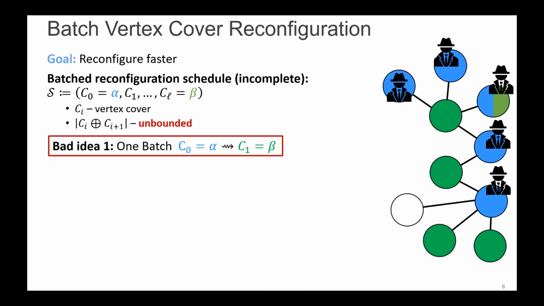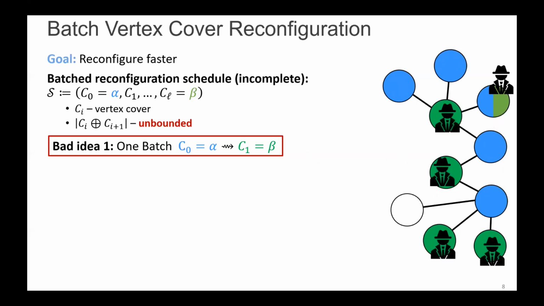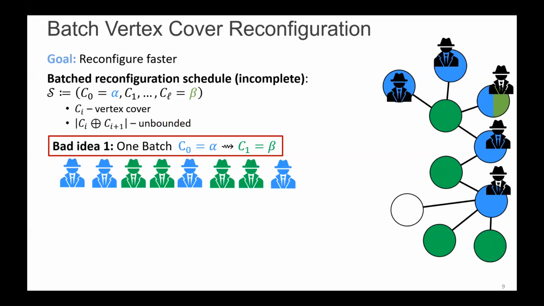Well, one bad idea is to just, in one change, without any further restrictions, immediately go from the initial vertex cover alpha to beta, just in one batch, and you're there and you're done. Why is this nothing that we want to do? Well, if we execute all these changes in one batch, in this batch we have some nodes which leave the vertex cover, others which join the vertex cover, and they're all in the same batch.